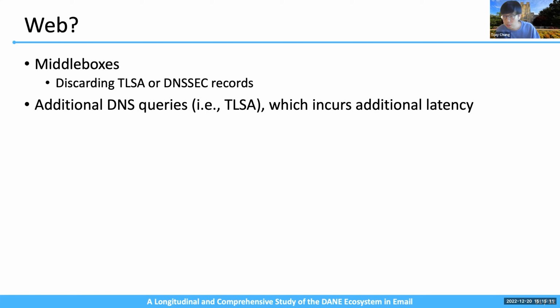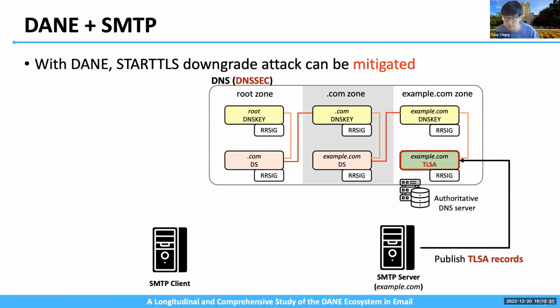And another one is that email is much more delay tolerant than the web, right? You would not be mad about receiving emails 2 seconds later, right? A 2 second delay, you don't care, right? So the email system can be a kind of perfect example for applying DANE.